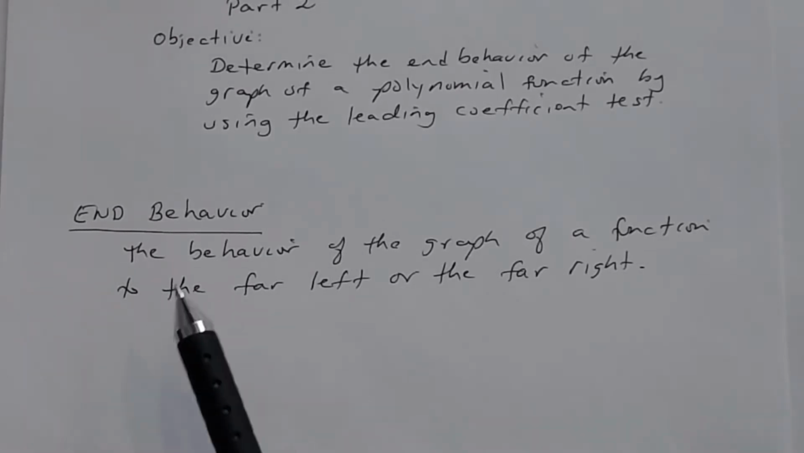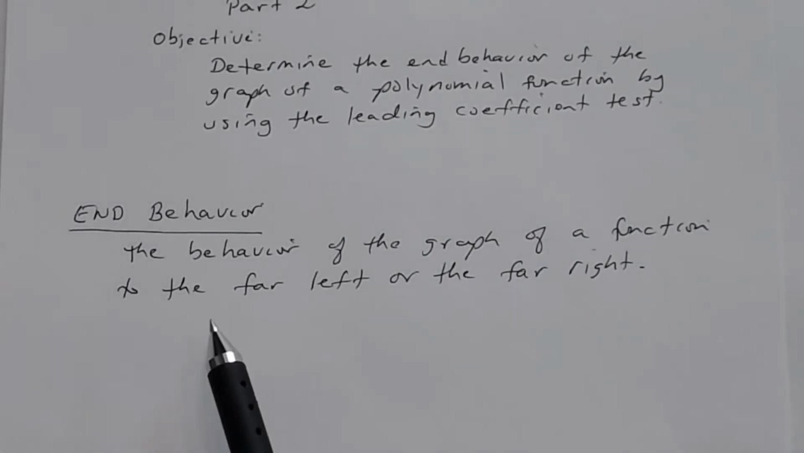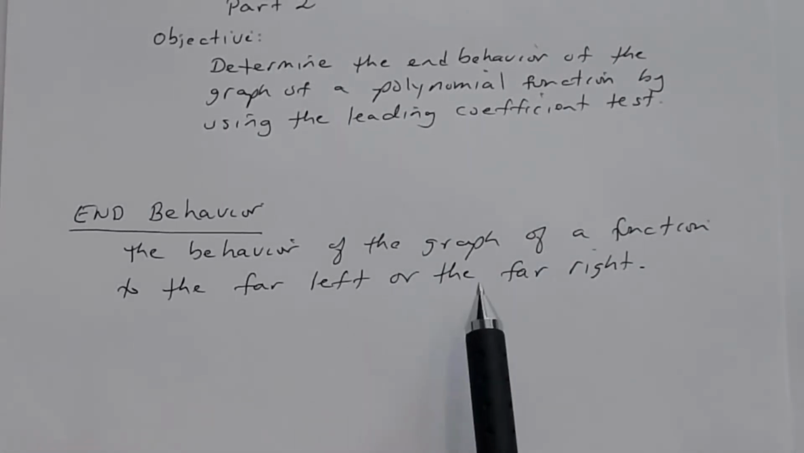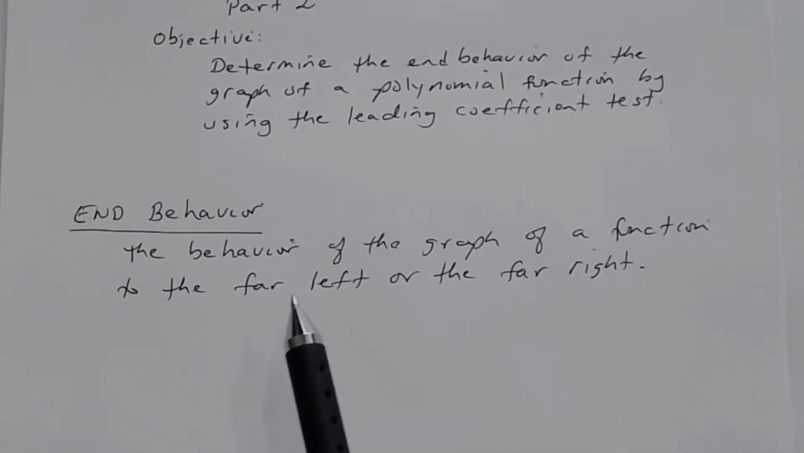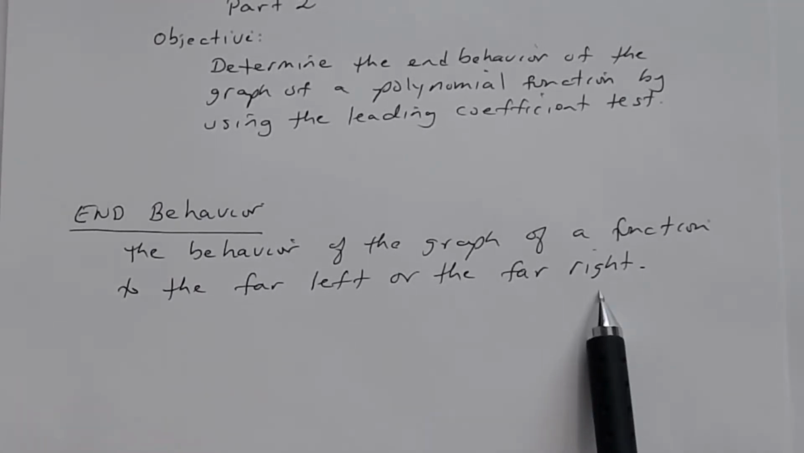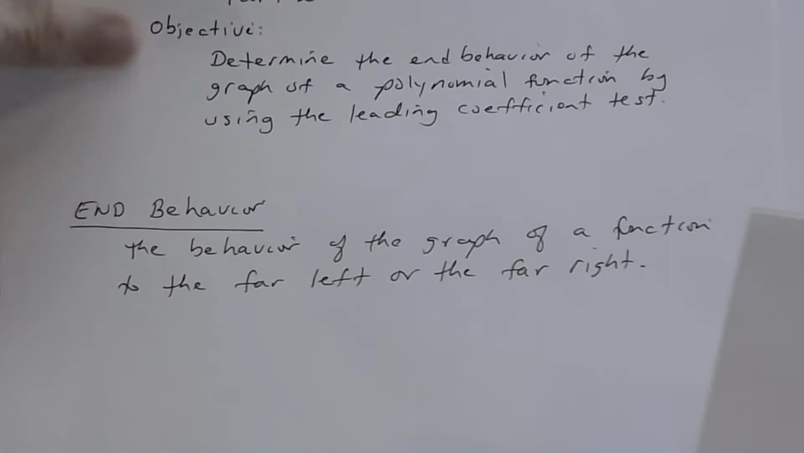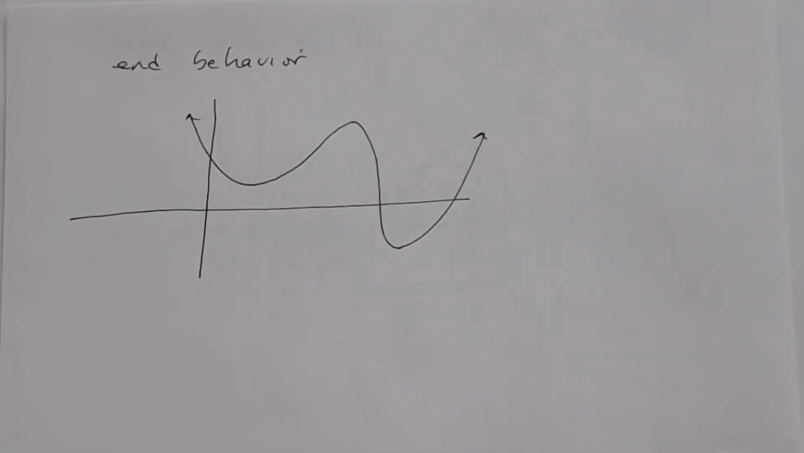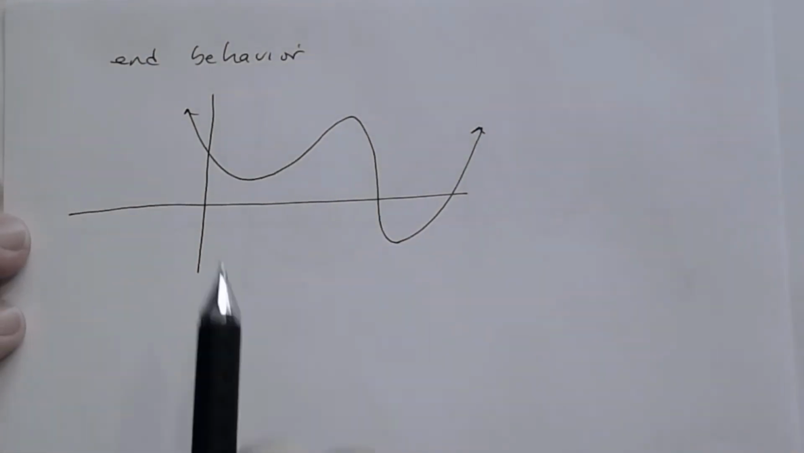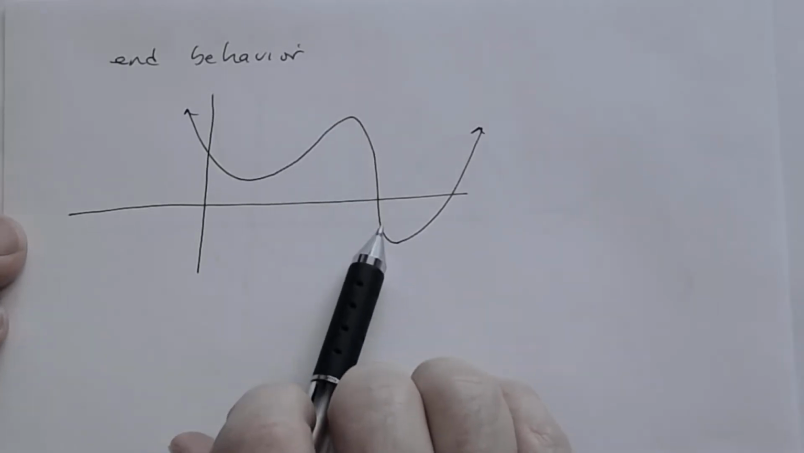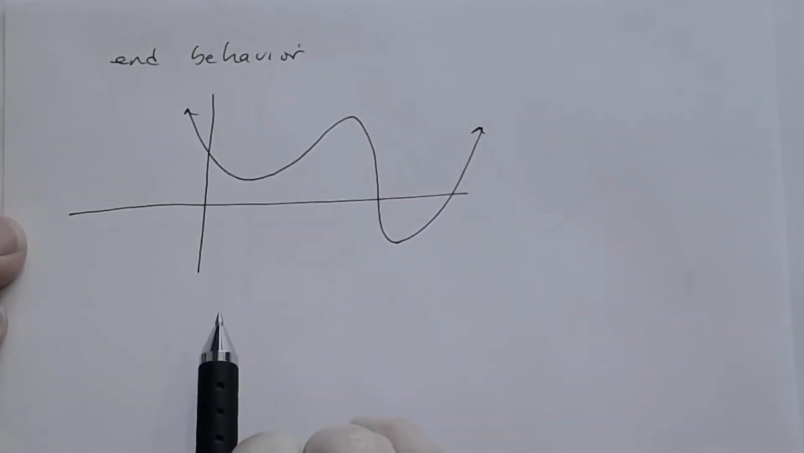The end behavior of a graph is defined to be the behavior of the graph of a function to the far left or the far right. So basically you're looking at the left and the right of the graph of the function. Let's look at this example, and as we go through it, make sure you understand the terminology being used. I know this is a polynomial function because it's smooth and continuous, and I want to look at the end behavior.